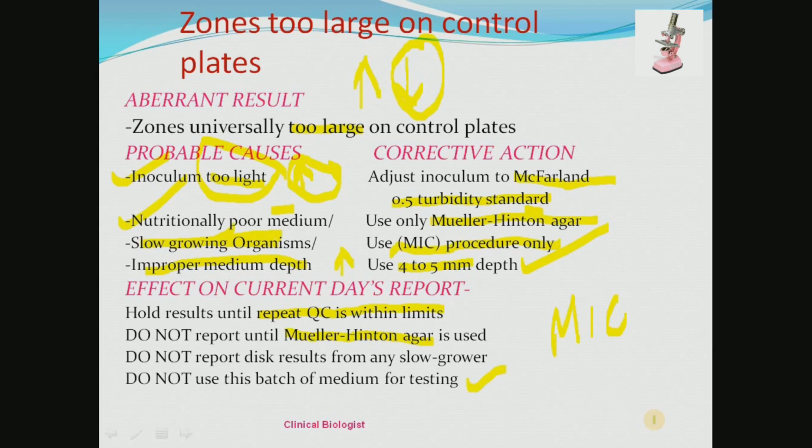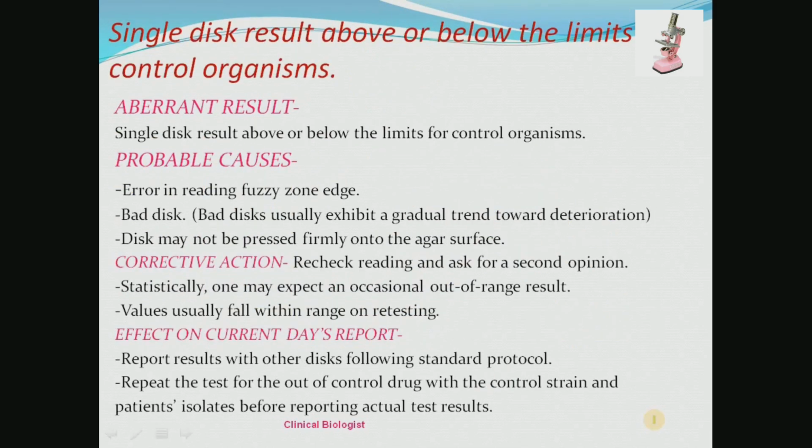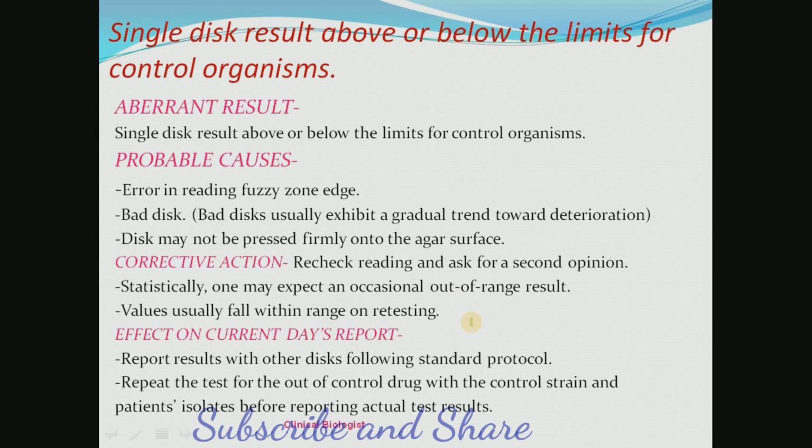Remember these points. Coming to the next, suppose you are using a single disc. When you test quality control strains, you will use lots of discs. Suppose one single disc has a problem with some organism. If your disc is not giving a proper result, no proper zone, what are the causes? We'll see.